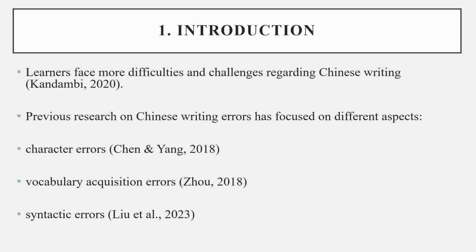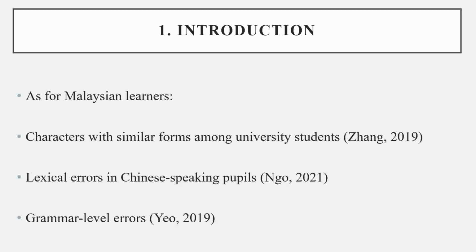Learners face more difficulties and challenges in Chinese writing compared to Chinese reading and listening. Previous research on Chinese writing errors has focused on different aspects such as character errors, vocabulary acquisition errors, even up to syntactic errors. As for the writing errors among Malaysian learners, previous studies focused on Chinese characters with similar forms among university students, lexical errors in Chinese-speaking pupils, or even grammar level errors.